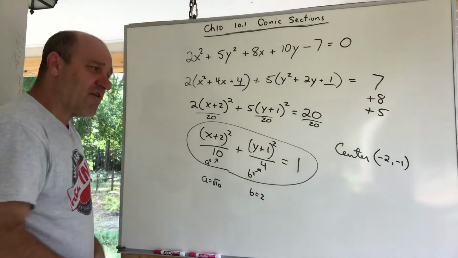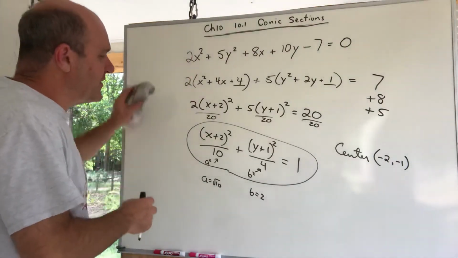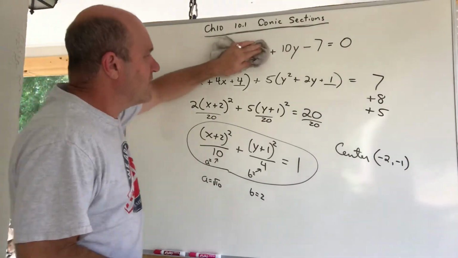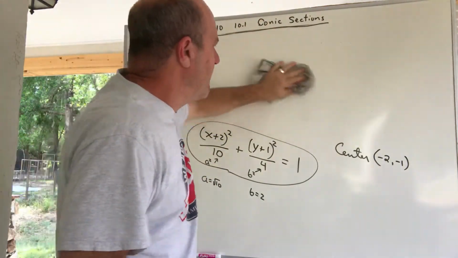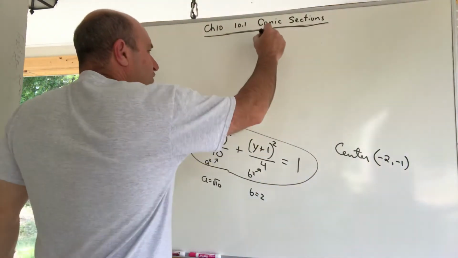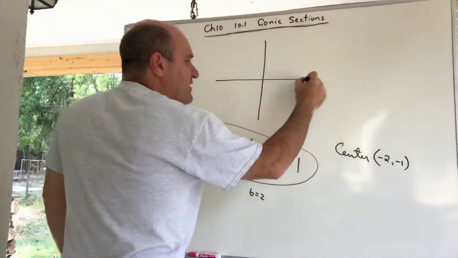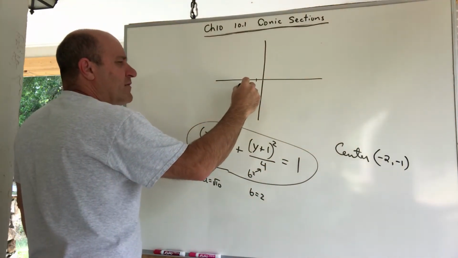All right, I want to start graphing this and explain what that means. So I'm going to get rid of this evidence here, where I completed the square and turned it into standard form. That was fun. But now I'm going to try to graph this thing. The center is -2, -1, right here.